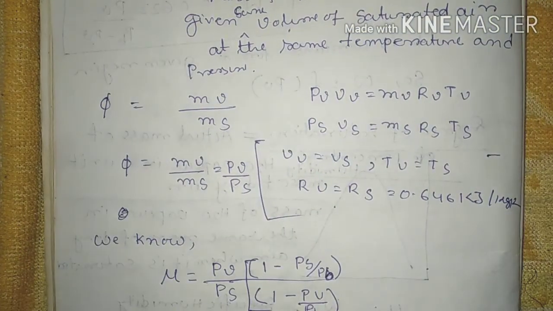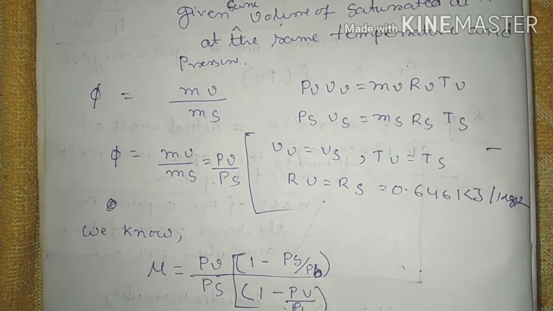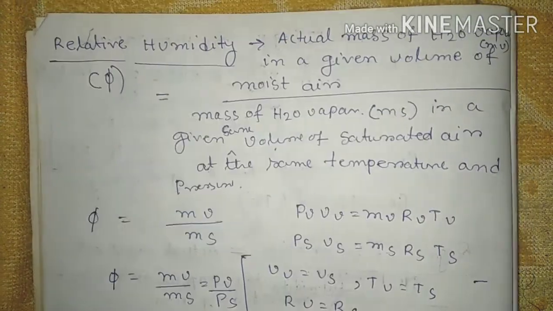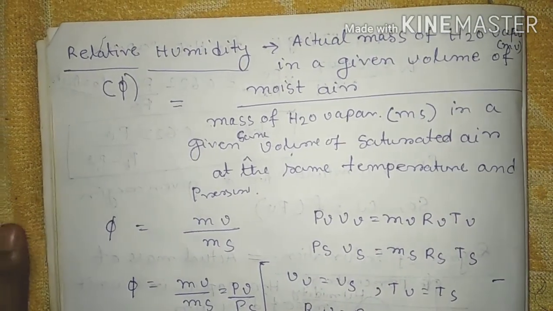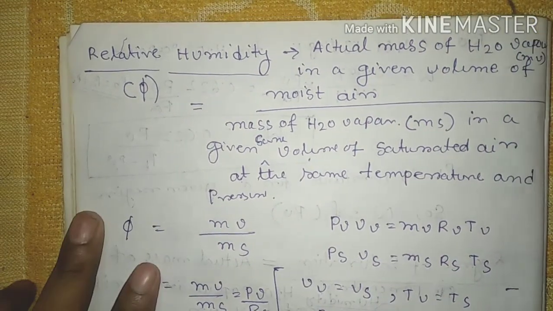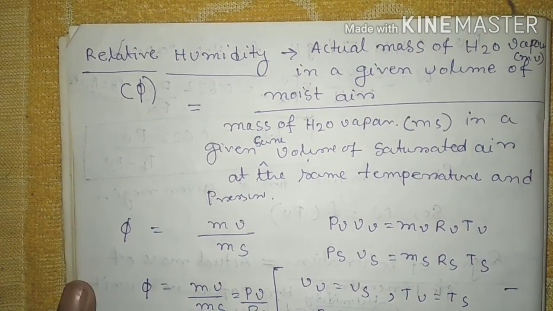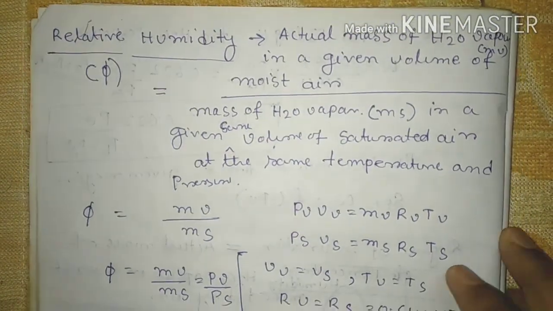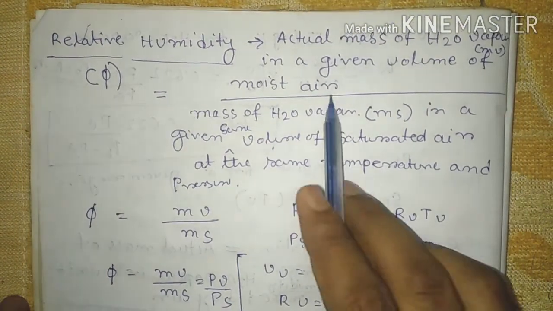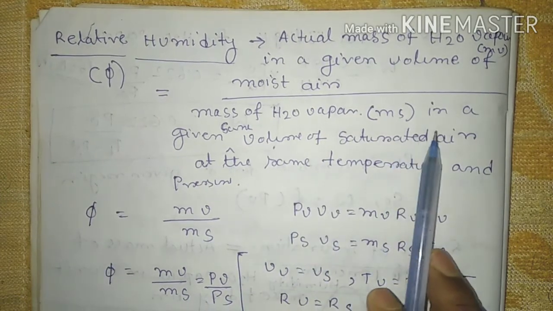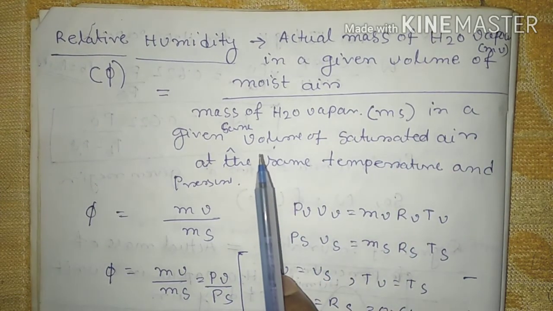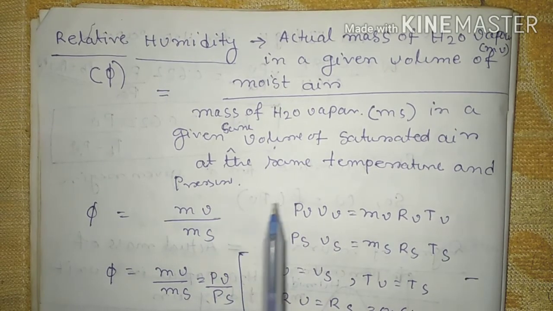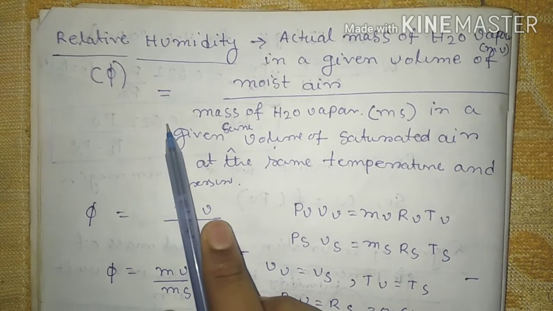Next topic is relative humidity. Now, what is relative humidity? Already discussed in the first class of the psychrometric chapter. Relative humidity is defined as the actual mass of water vapor in a given volume of moist air divided by the mass of water vapor in the same volume of saturated air at the same temperature and pressure, right? So that is basically relative humidity.